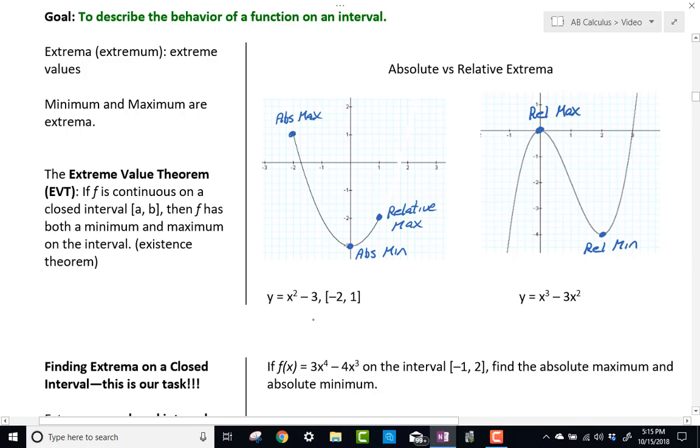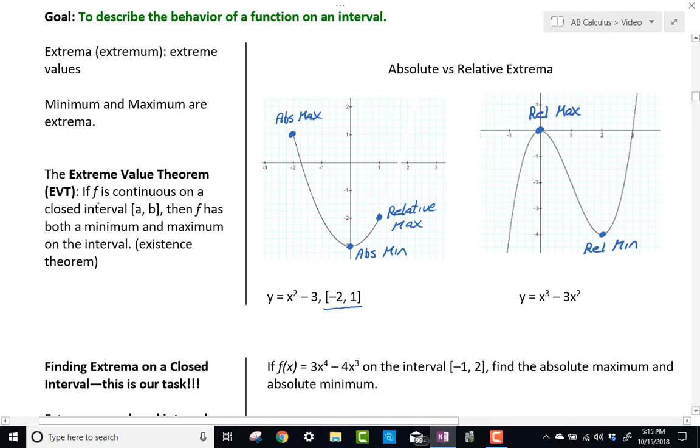And these two equations are just showing what we're looking at. You'll notice the left-hand side equation does say it goes on the interval from -2 to 1. So it is closed in that interval, whereas the right one does not give you the interval, so you know it's not closed. So basically what we're going to talk about today is the extreme value theorem.